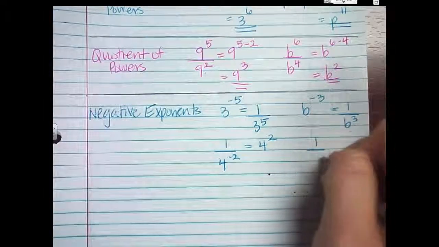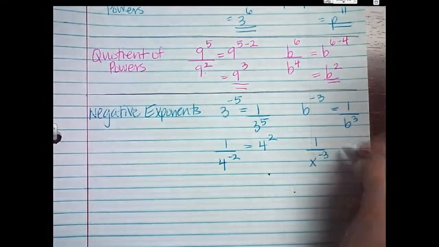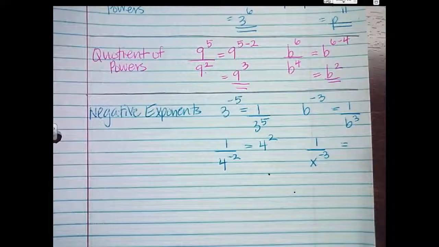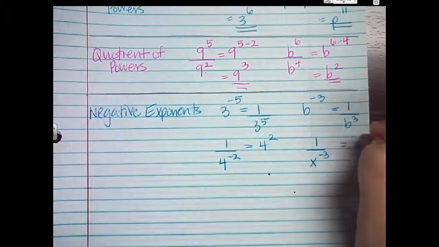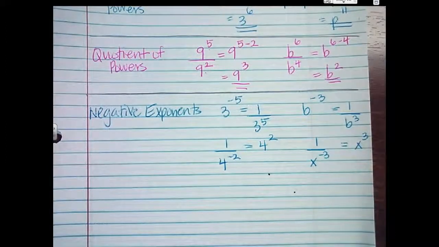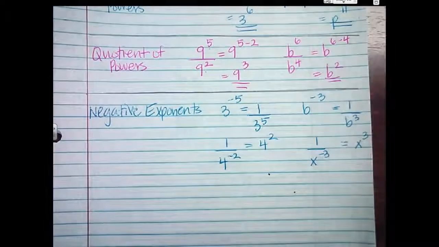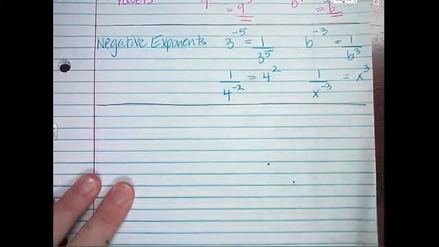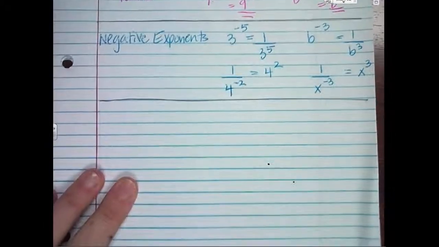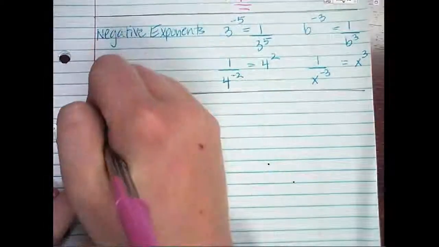Same thing here. If I had 1 over x to the negative 3, if I want to make this positive, I move it up and it becomes x to the 3rd. Okay, so you always want to leave your answers in positive exponents. Okay, next one. We've got several, so just stick with me right now.